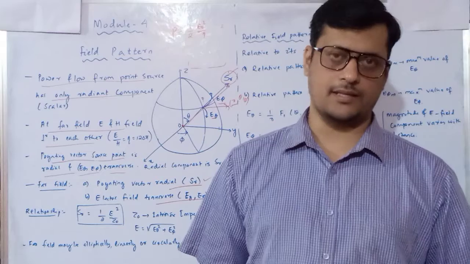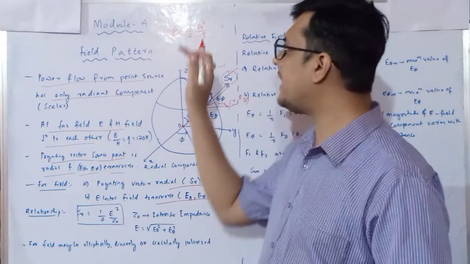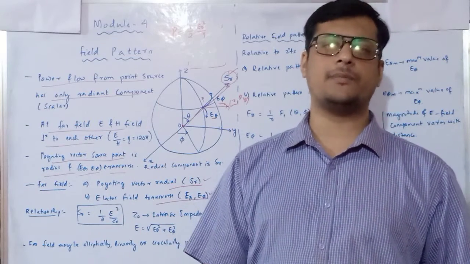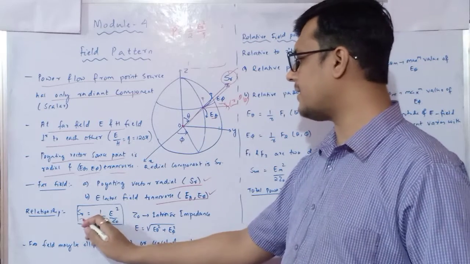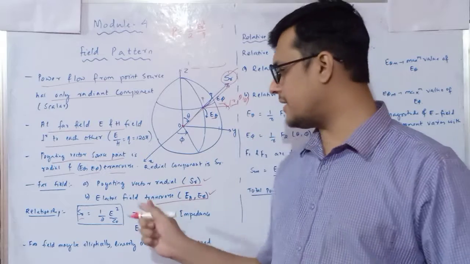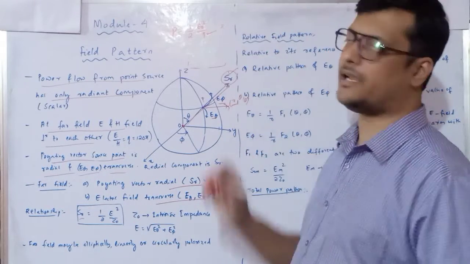Like that, we can represent power either in terms of electric field or in terms of magnetic field. The same analogy we are going to use here, because the power is identified with respect to the radial component of the Poynting vector. So SR is equal to half E square divided by Z naught. Now what is Z naught? Z naught is nothing but the intrinsic impedance.